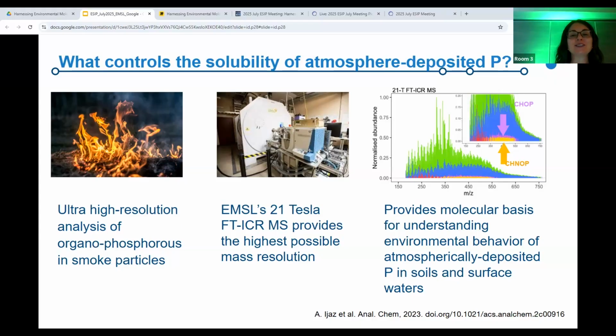Anyway, the researchers showed that organophosphorus occurred in two different chemical classes, which are shown by those arrows up here on the right, the purple and the orange. And there's actually about 700 distinct formulae for those phosphorus compounds, which might sound like a lot, but it's 700 out of 10,000. And it was the ultra-high resolution of this instrument that made it possible to resolve those peaks and provide the information that was critical to understanding and modeling this atmospheric phosphorus behavior in surface waters and soils.